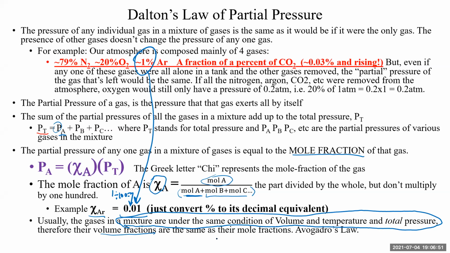So their volume fractions are the same as their mole fractions. So the volume to volume ratio of one gas to the total, for example, the volume of A to the total volume, is exactly equivalent to the moles of A to the total moles, which is of course equal to the pressure of A, the partial pressure of A, divided by the total pressure, PT. So you can depend on that because the pressure and temperature have to be the same.